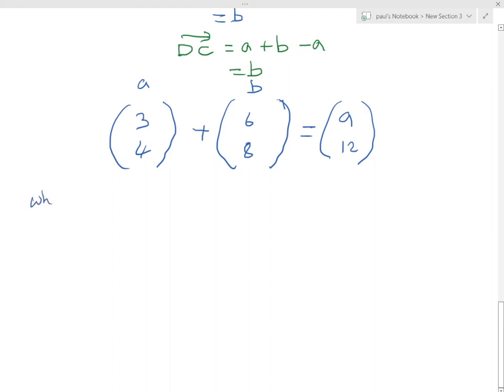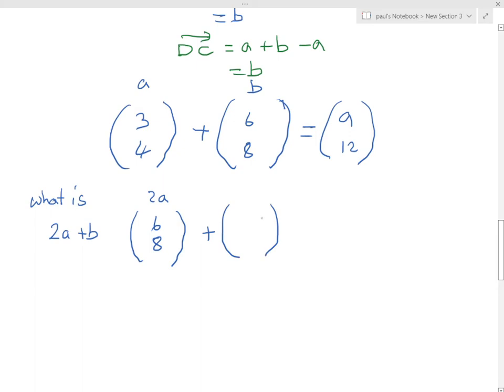Now, how about the same things? What is 2a plus b? So we know what a is, we know what b is. So if we want to find out what 2a is, we just multiply these numbers by 2. So we've got 6 and 8. So that's 2a. And this one is 6 and 8. So we simply add them together to give us 12 and 16. And that is 2a plus b.